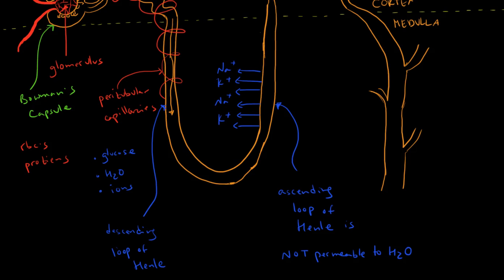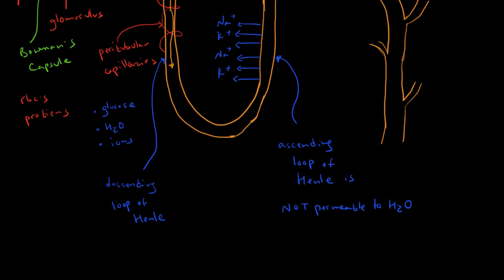So ions will be actively transported from the ascending loop of Henle into that medullary space. How does that help us? Well, the descending loop of Henle is not permeable to ions, but it is permeable to water.